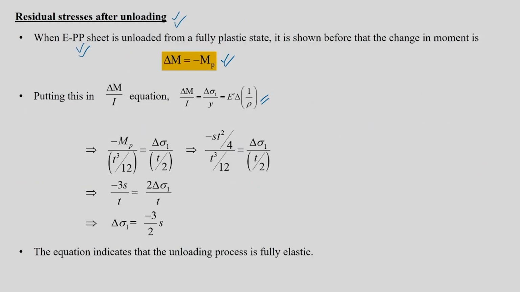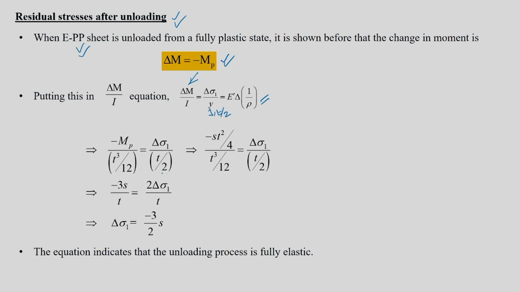The same equation, what I am going to do is substitute MP here. So, minus MP divided by I, which is T cube by 12 for unit width, is equal to del sigma 1 divided by y, and y would become a limiting case which is nothing but T by 2. Why? Because when you enter into plastic moment, it means that you are reaching the uppermost layer which has already reached a plastic deformation state, and that uppermost layer is T by 2 for me. Okay. So, minus MP divided by I, which is T cube by 12, is equal to del sigma 1 divided by T by 2.